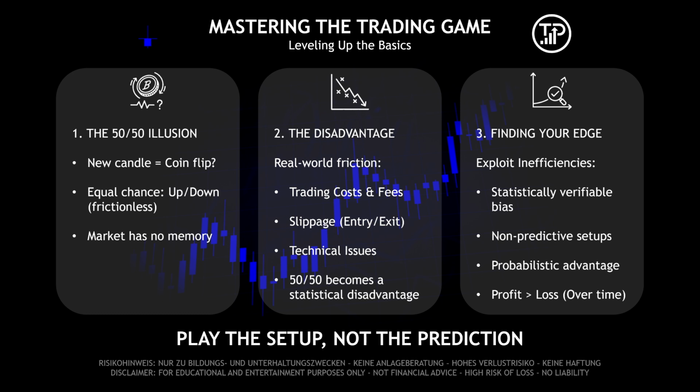You accept that you will have many losing trades, but your edge ensures that over hundreds of trades, the net result is positive even after accounting for all those costs and slippage. To summarize, recognize the 50-50 nature of a single price movement, respect the real-world costs that turn this into a disadvantage, and finally, commit to finding and executing a proven, non-predictive edge based on market inefficiencies. That is the only path to long-term success in trading.